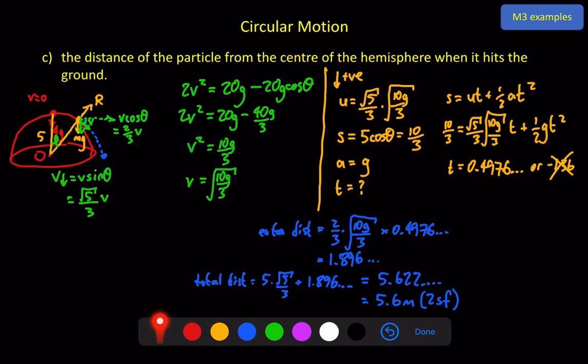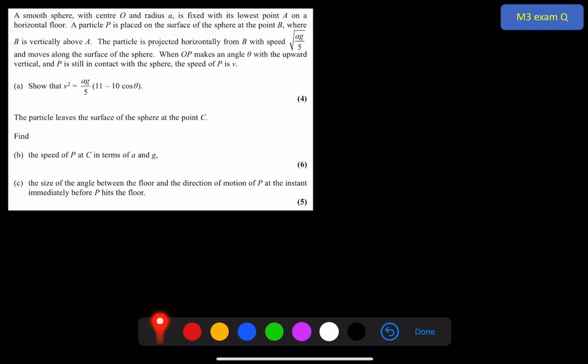There are 2 fairly full-on examples there. Let's finish with an exam question. A smooth sphere of center O and radius A is fixed with its lowest point A on a horizontal floor. So this time we don't have a hemisphere, we've got a full sphere, but it is fixed on the floor. It doesn't roll about. This is my h = 0 level. It's got a radius of A.